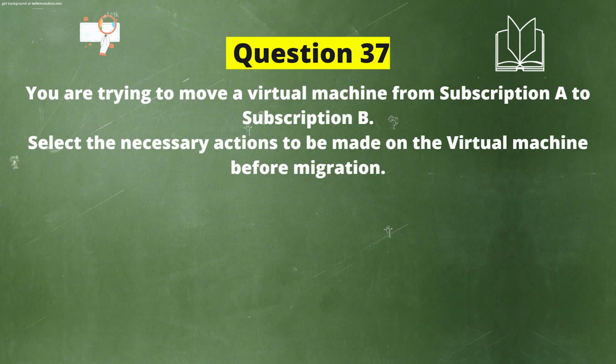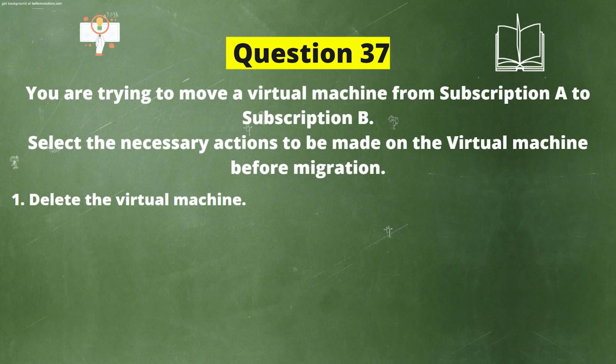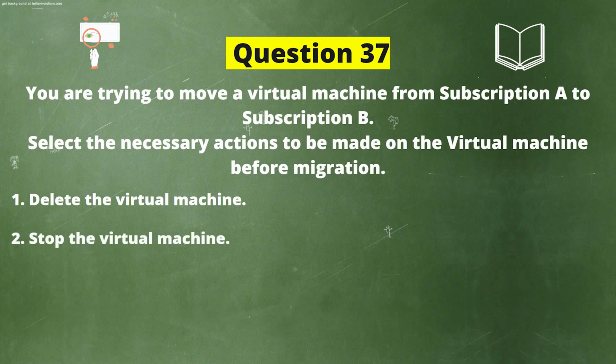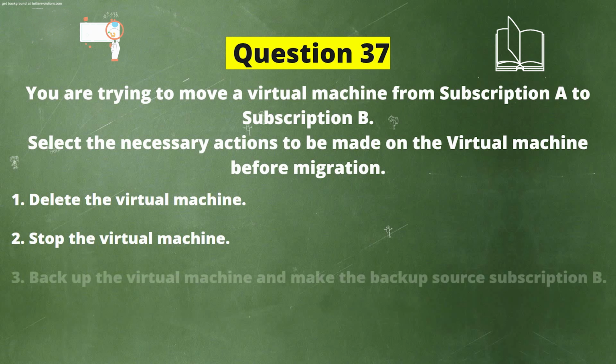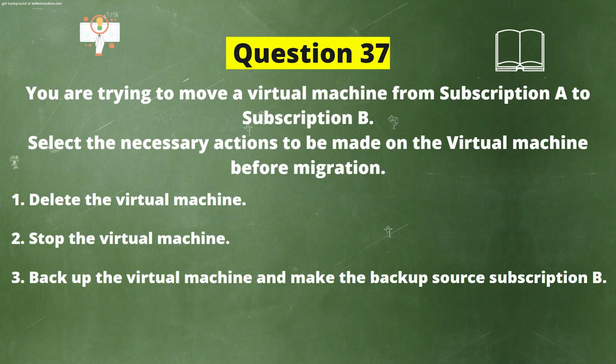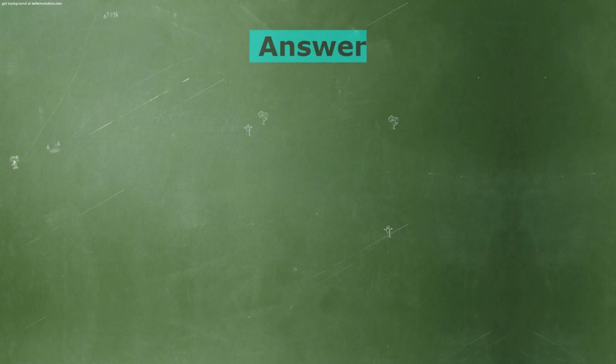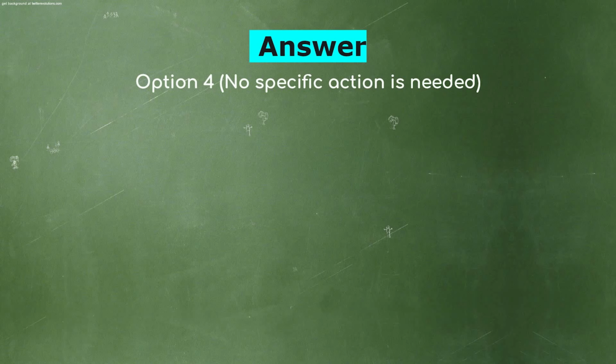Next question. You are trying to move a virtual machine from subscription A to subscription B. Select the necessary actions to be met on the virtual machine before migration. And the options are 1. Delete the virtual machine. 2. Stop the virtual machine. 3. Back up the virtual machine and make the backup source subscription B. 4. No specific action is needed. And the correct answer is option 4. No specific action is needed.